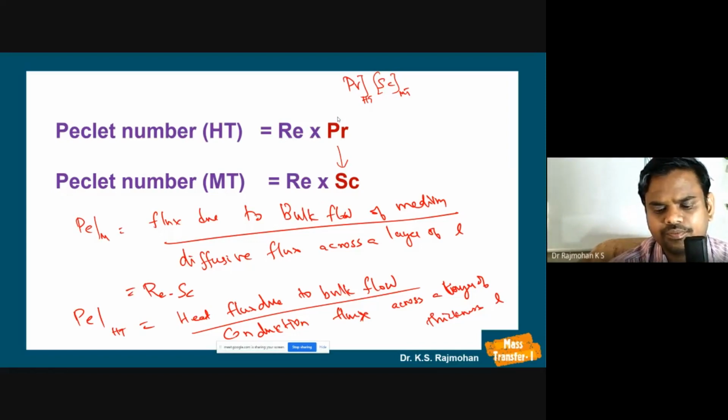So this is one equivalent we have seen with respect to the earlier discussion. We have the Prandtl number for heat transfer and the Schmidt number for mass transfer, that we should not forget.